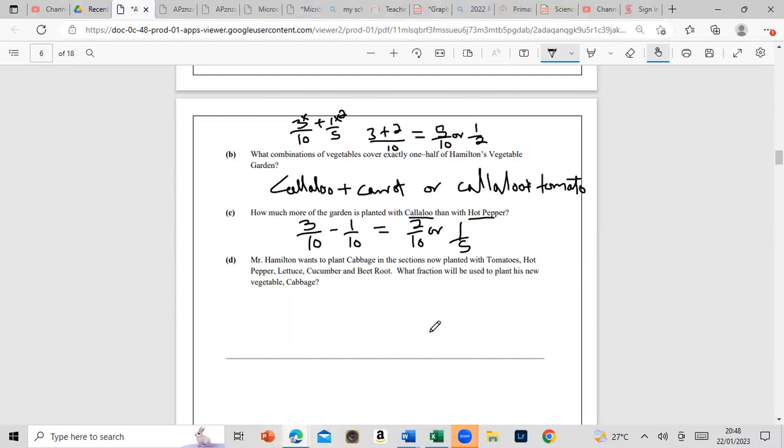Mr. Hamilton wants to plant cabbage in the section now planting the tomatoes, hot pepper, lettuce, cucumber, and beetroot. What fraction will be used to plant his new vegetable, cabbage? Okay, so guess what? It's what you call a catch crop. So we might get rid of lettuce. Let me see how many.